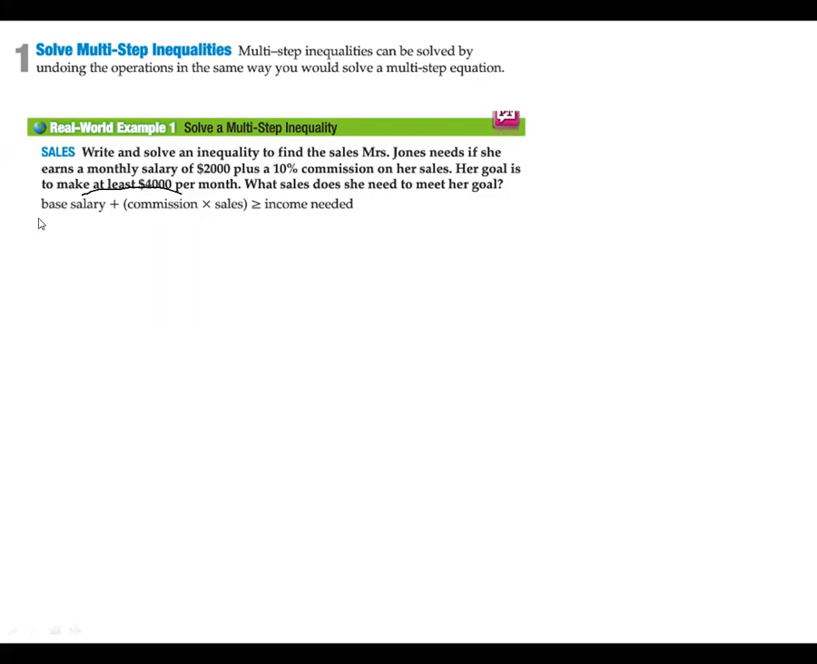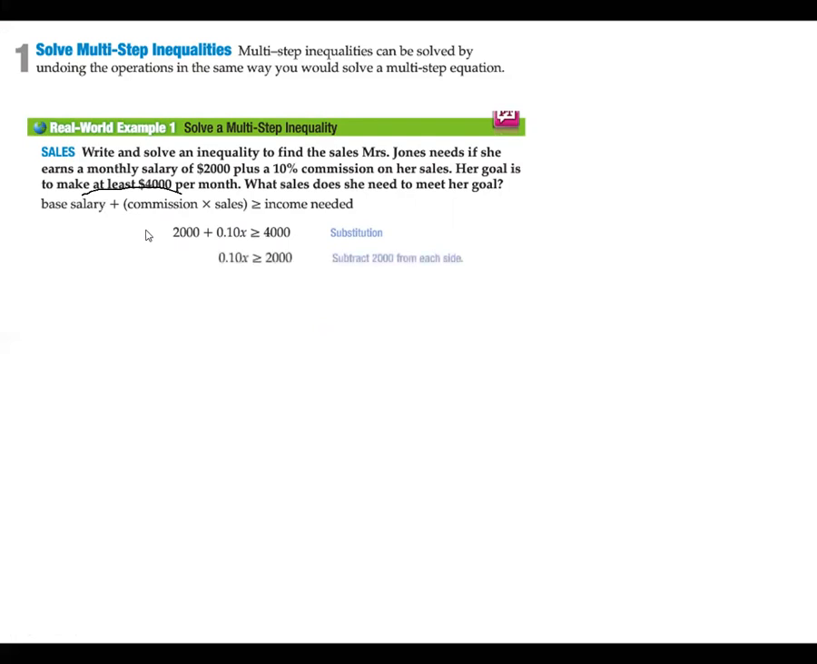Okay, so she takes her base salary plus her commission times the amount that she sells. Remember, it's 10% commission on her sales. That means like if she sells $100, she would get 10% of that. So 10% of 100 is 10. Okay, so the base salary is $2,000 and her sales is whatever it is. So we call that X, and 10% as a decimal is 0.10. That has to be greater than or equal to 4,000.